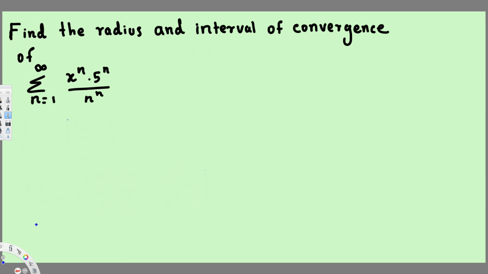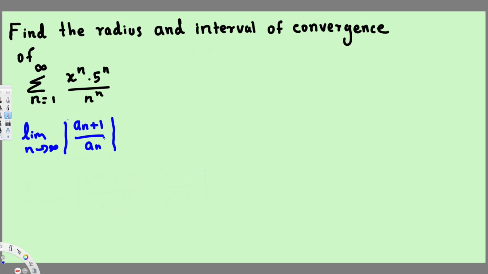Let's do this problem right here. This question is asking to find the radius and intervals of convergence of this power series. Let's see how we can find it. The first thing we have to do is take the ratio test. The ratio test is going to be like this: the limit as n approaches infinity of the absolute value of a_(n+1) over a_n, right? So this is going to be the ratio test.